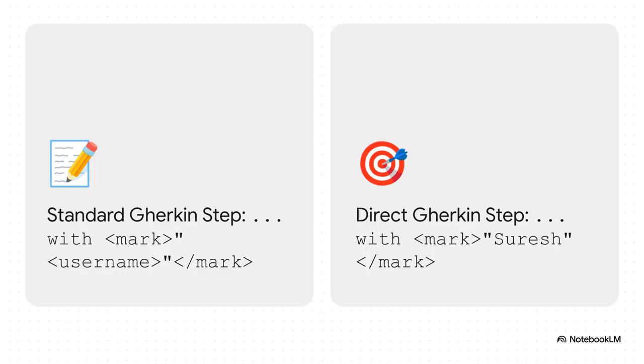The key idea here is actually wonderfully simple. All we do is move the data from that examples table directly into the Gherkin step itself. So instead of placeholders, we just use the literal values right there. It's way more direct, and honestly, for a simple case like this, it's a lot easier to read.